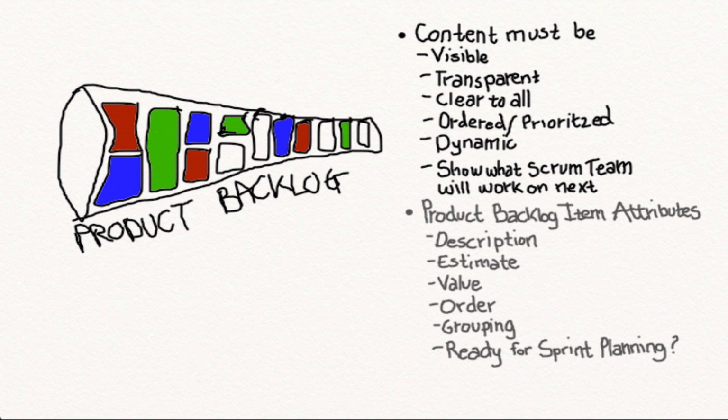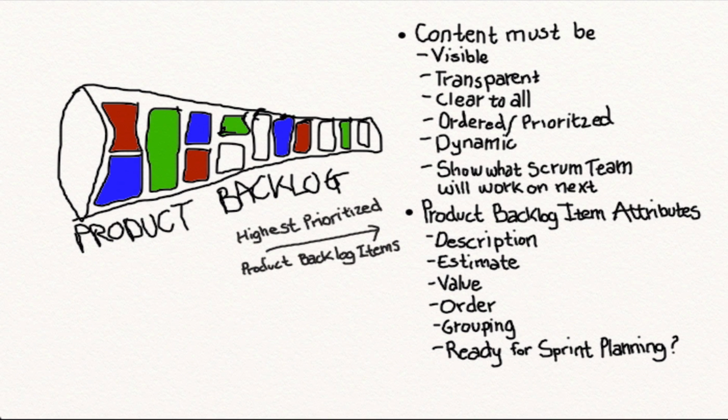The attributes of the product backlog items are: Description. What is it that needs to be done and why? Estimate. How much effort is involved in delivering this? Value. What is the benefit of getting this? Order. How is it prioritized compared to the other product backlog items? Grouping. Is it part of a group of several requirements? And is it ready or not for the next sprint planning?